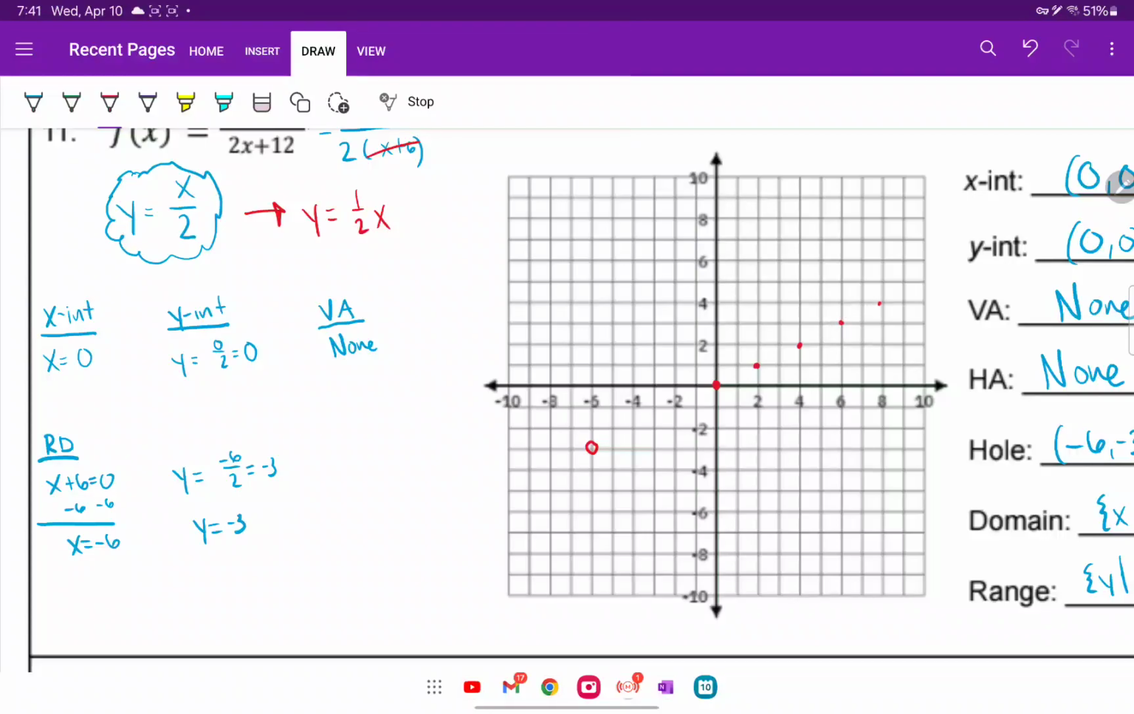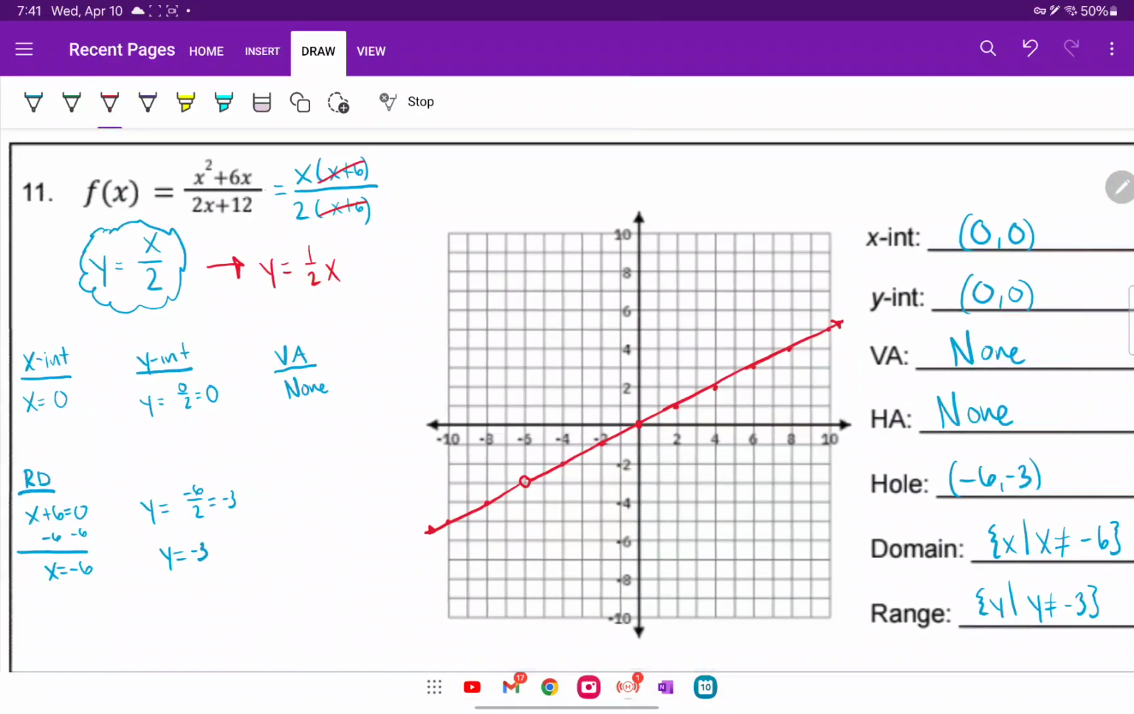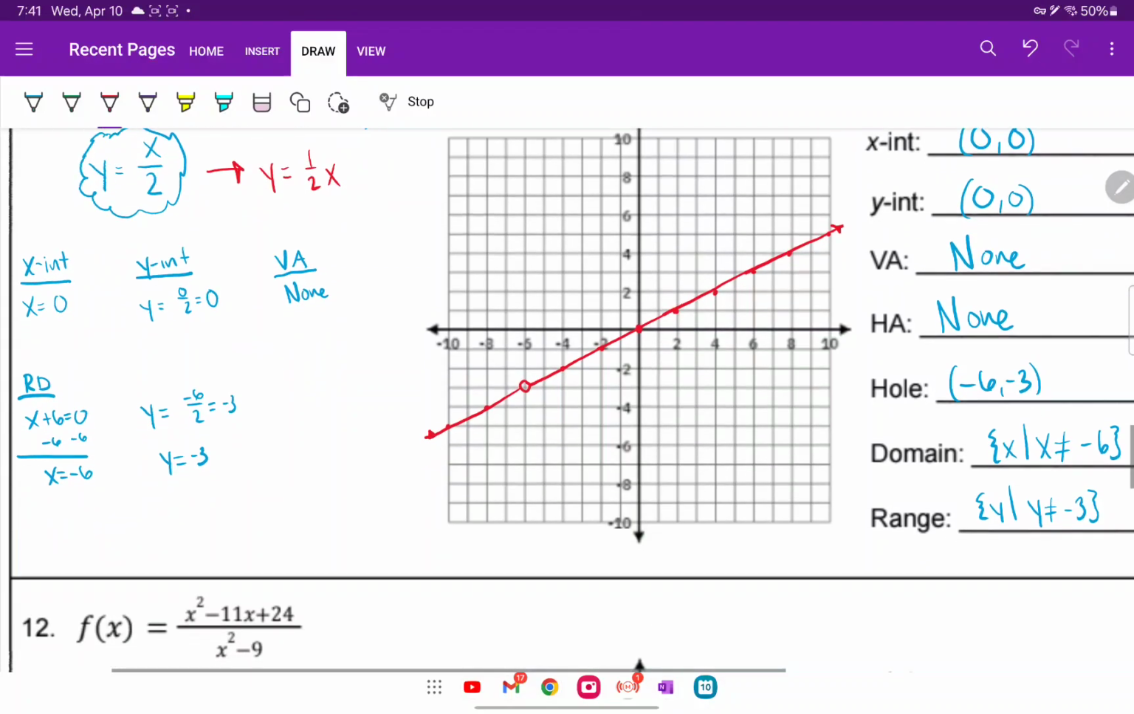You'll notice the shape of the graph I'm taking is just a linear function. If I go backwards, down 1, left 2, I should intersect that. Yes, the hole is right there. And now we're just going to make our graph. And it's discontinuous at that hole that we created. And there's our graph. It is a line. All right, there's number 11. Let's go ahead and move on to number 12.